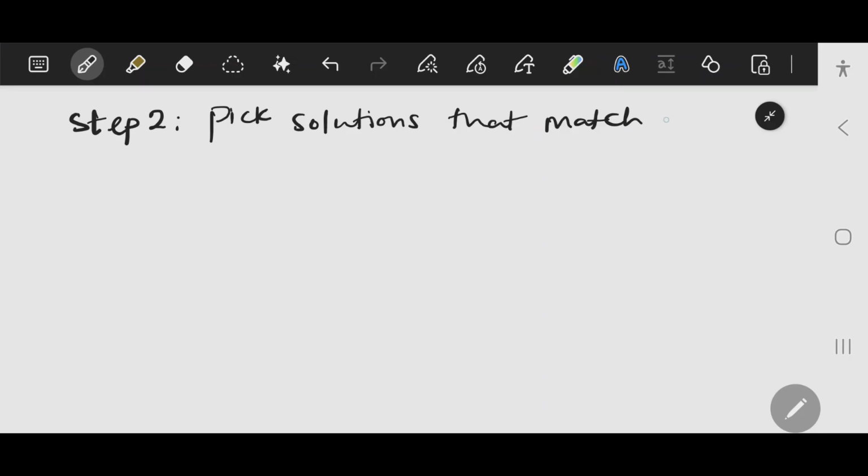So naturally, what do you do after you identify a problem or a barrier? You find the solution. So step 2 is to pick solutions that match the barrier.